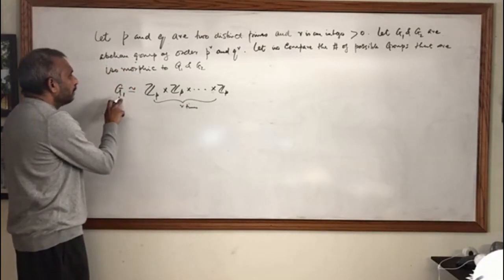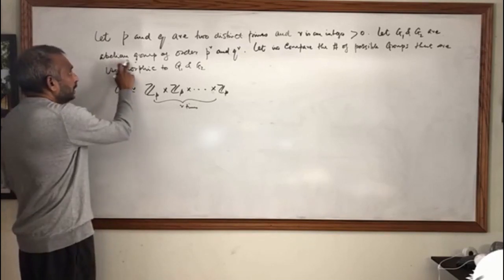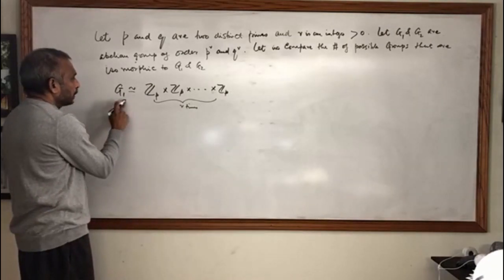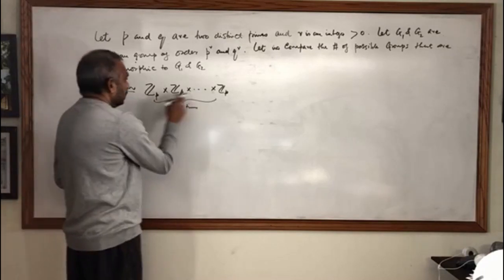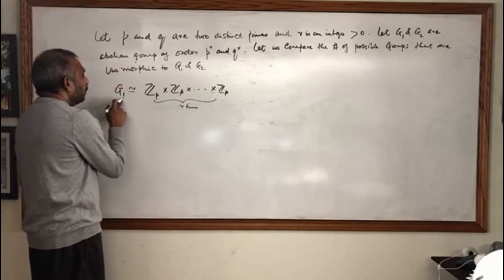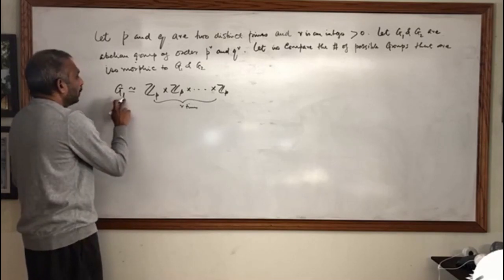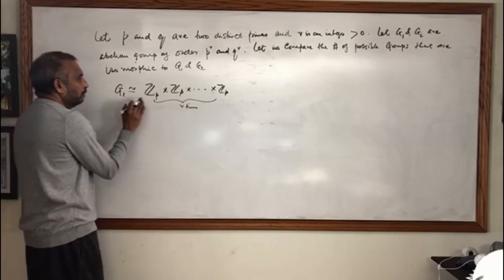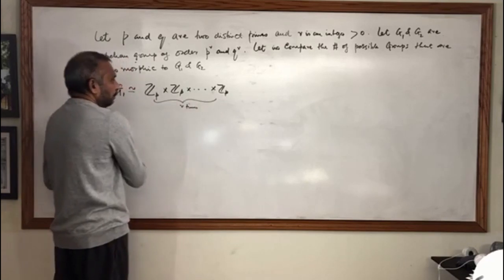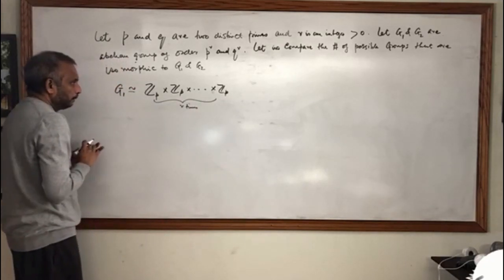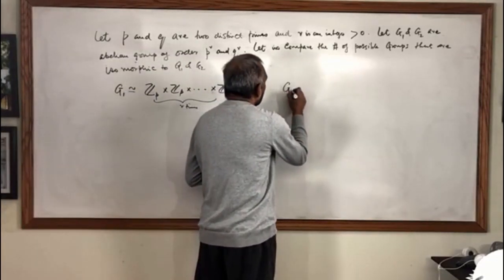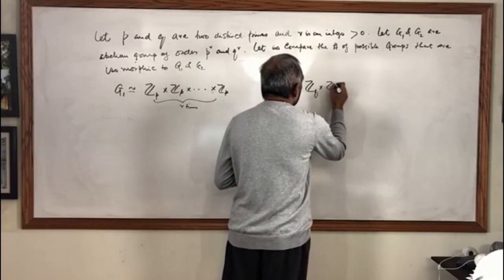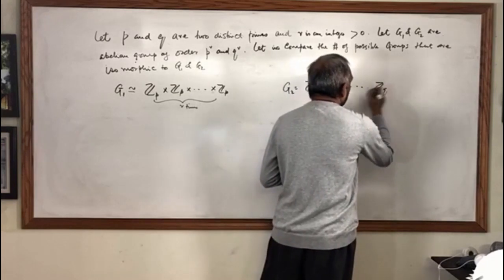Every finitely generated Abelian group, and this is finitely generated because it's already a finite group, can be expressed as something like this. We don't have the infinite component of this group. We only have the finite component. So G2 can be written as C_Q times C_Q times dash, dash, dash, C_Q, R times.